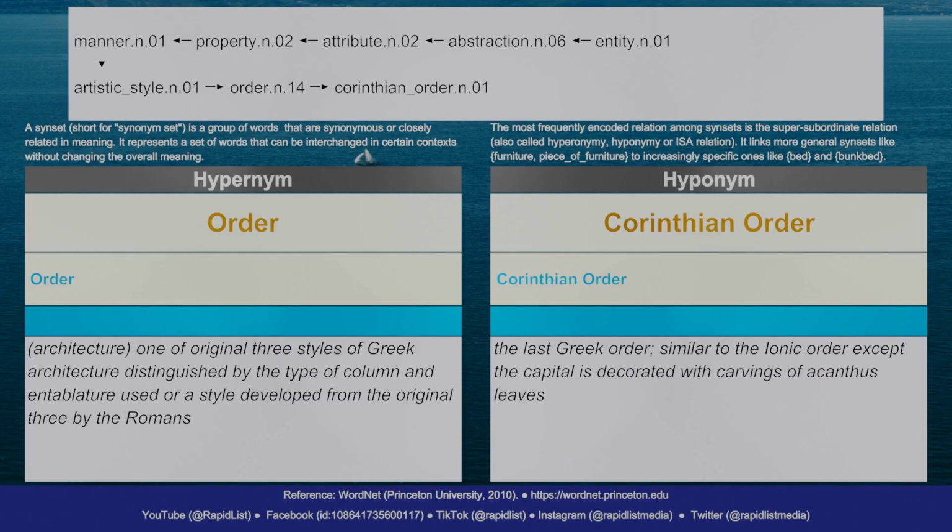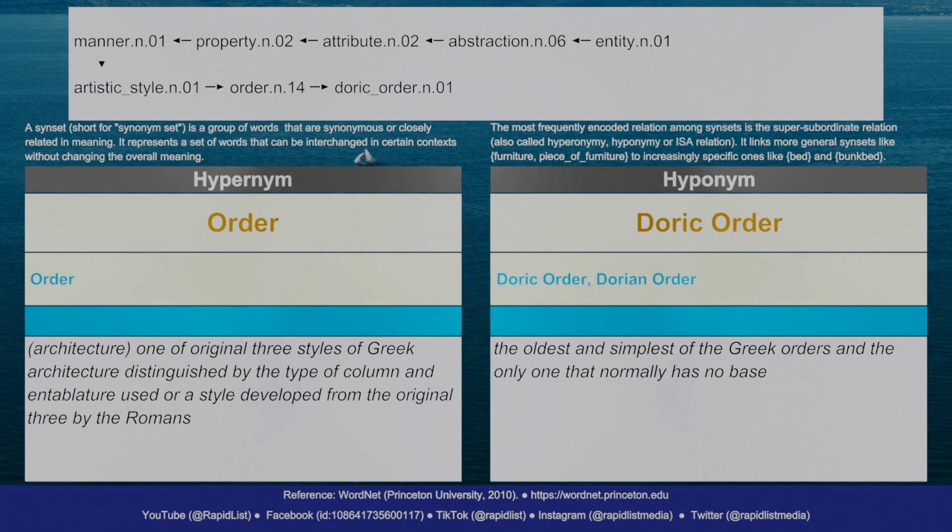Corinthian order. The last Greek order, similar to the Ionic order except the capital is decorated with carvings of acanthus leaves. Doric order. The oldest and simplest of the Greek orders, and the only one that normally has no base.